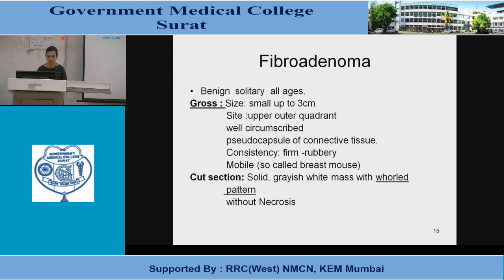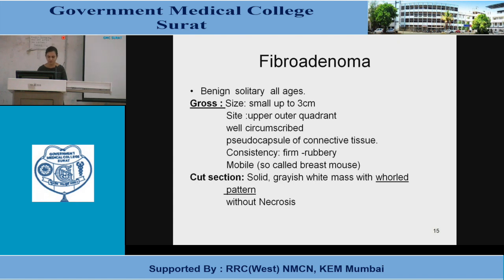It is a well circumscribed lesion. There is a pseudocapsule of connective tissue which is compressed at the periphery, and hence it is known as a pseudocapsule and not a true capsule. Consistency is firm to rubbery, mobile. It is so mobile that it is known as a breast mouse, and that's why many times you cannot discern in which exact quadrant it is present.